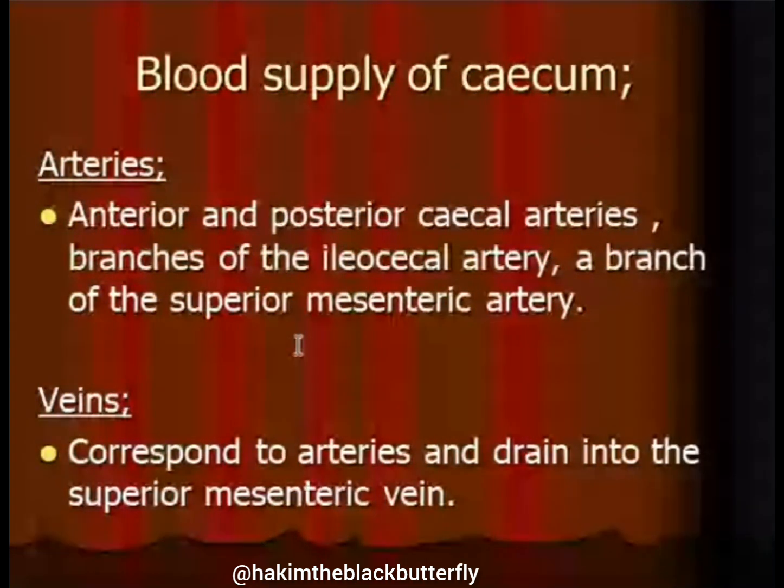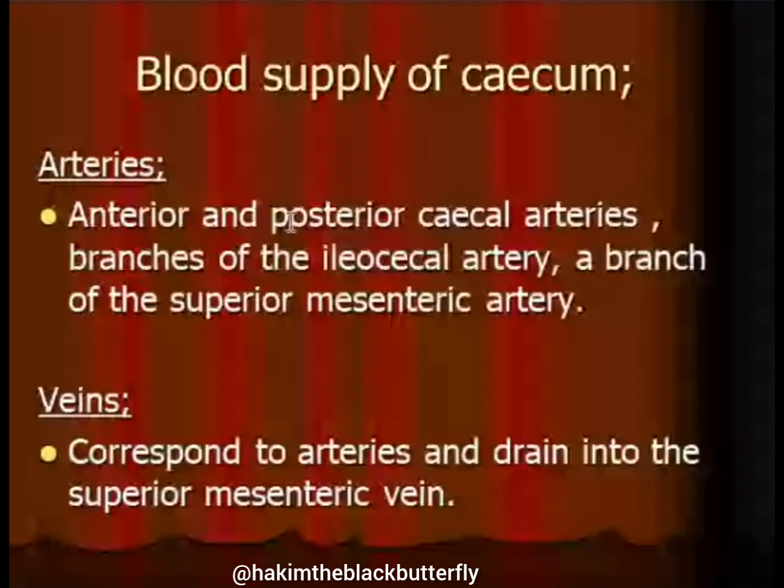The blood supply of the cecum, we shall look at its illustrations. There are two blood vessels. There is what we call the anterior cecal artery and the posterior cecal artery. These two are the blood vessels that supply the cecum. Anterior cecal artery, posterior cecal artery. Meaning that one supplies the anterior surface of the cecum, the other one supplies the posterior surface of the cecum.